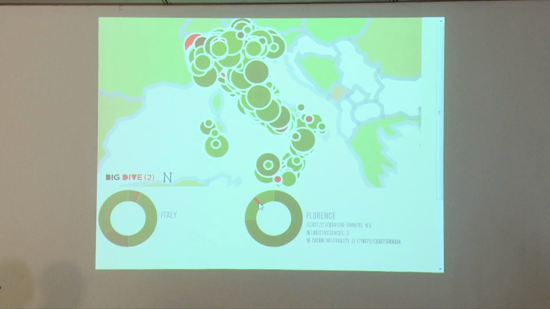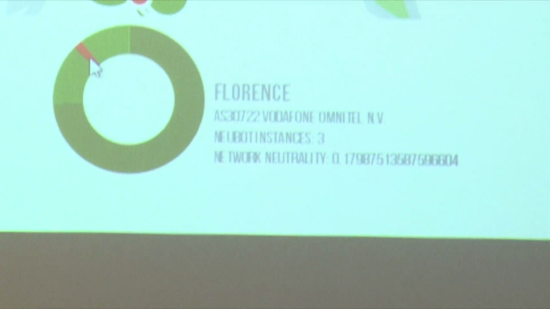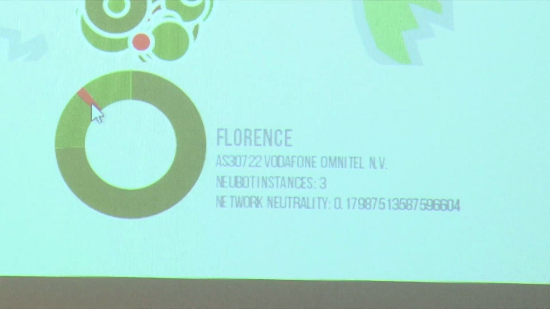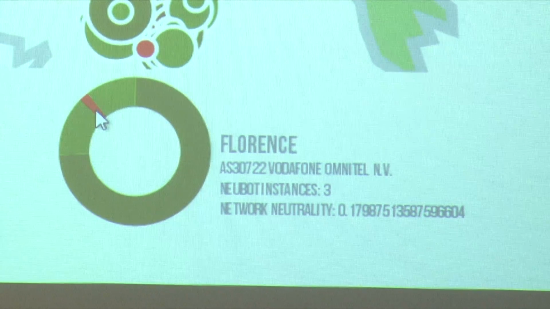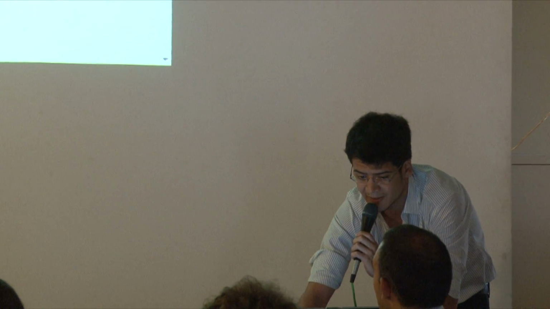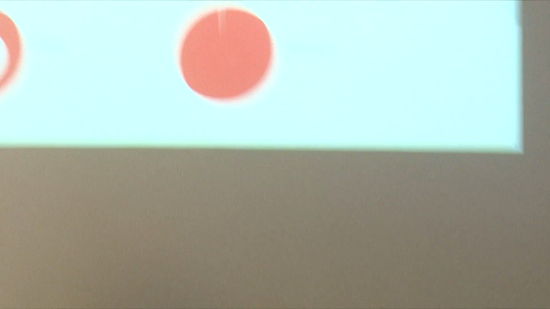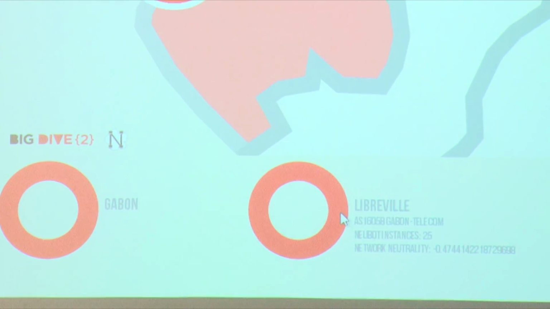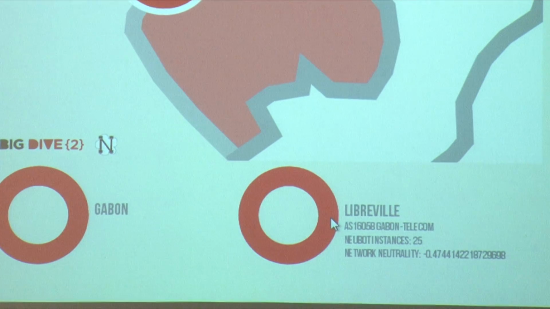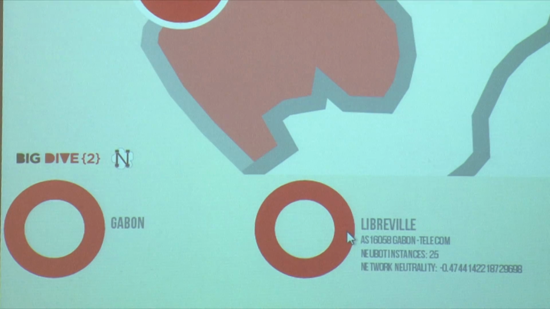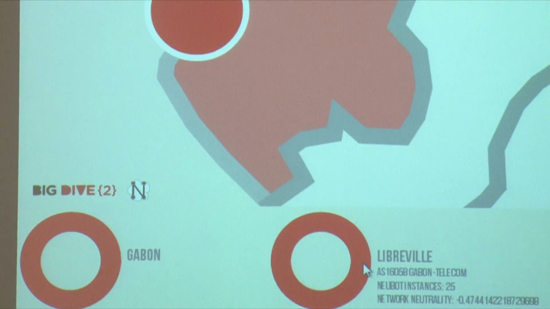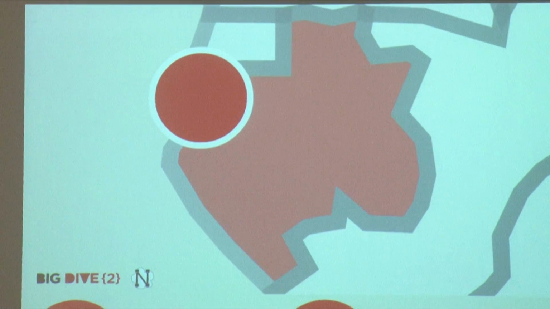Probably because we have no guarantees yet. The network does not really perform. And if you are interested in other countries, we can see the details about the providers. Obviously, in this case, in Gabon, we have a total violation of network neutrality, but we have just 25 Neubot instances, so we have to weight this value by the number of instances installed.